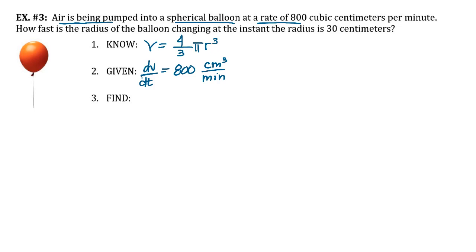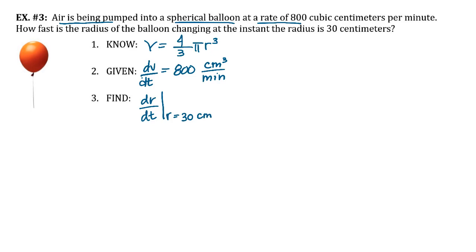And notice they want you to find the rate of change of the radius when the radius is 30 centimeters. So we need to find dr/dt given r is 30 centimeters.